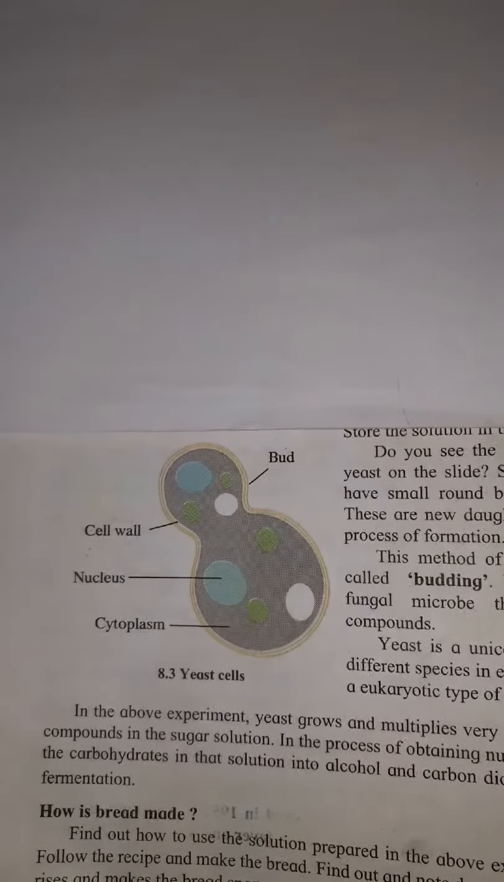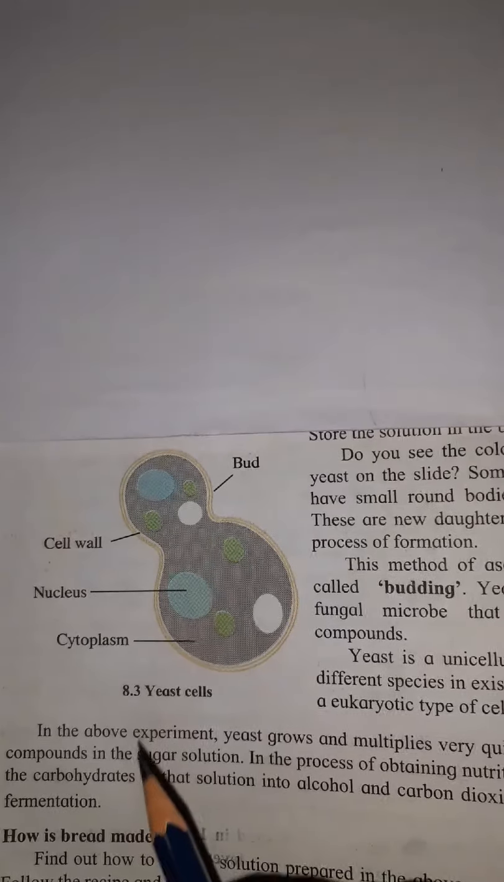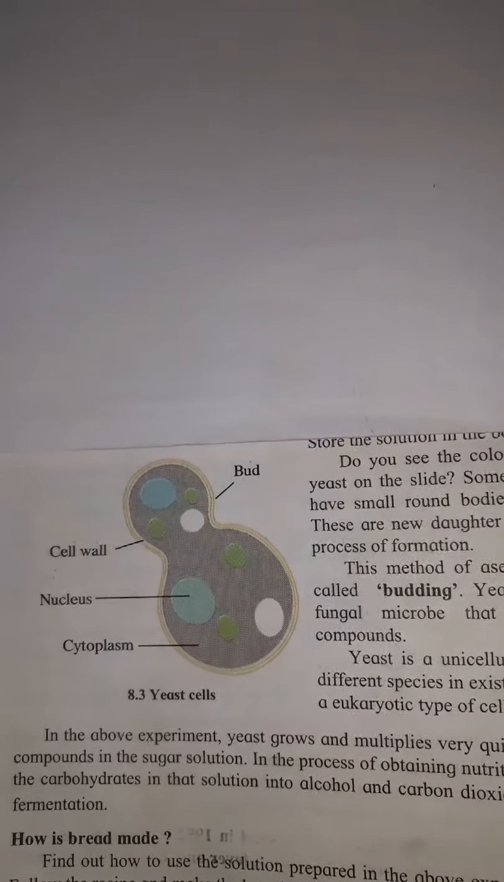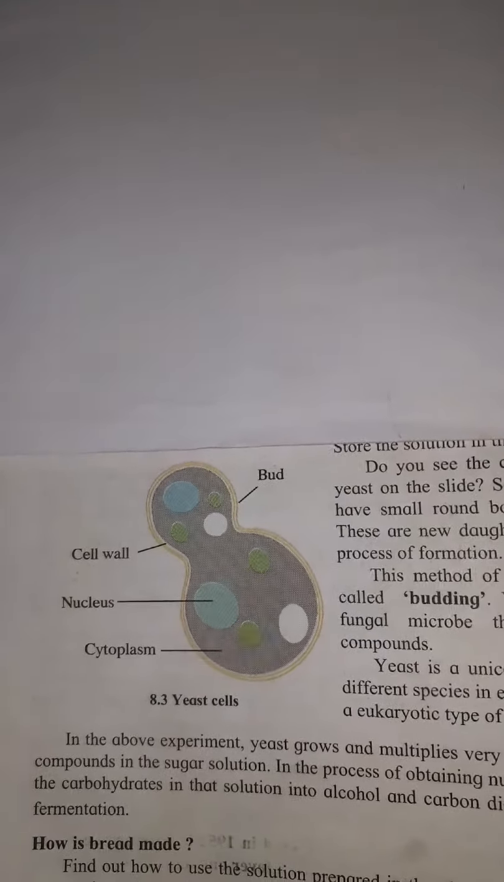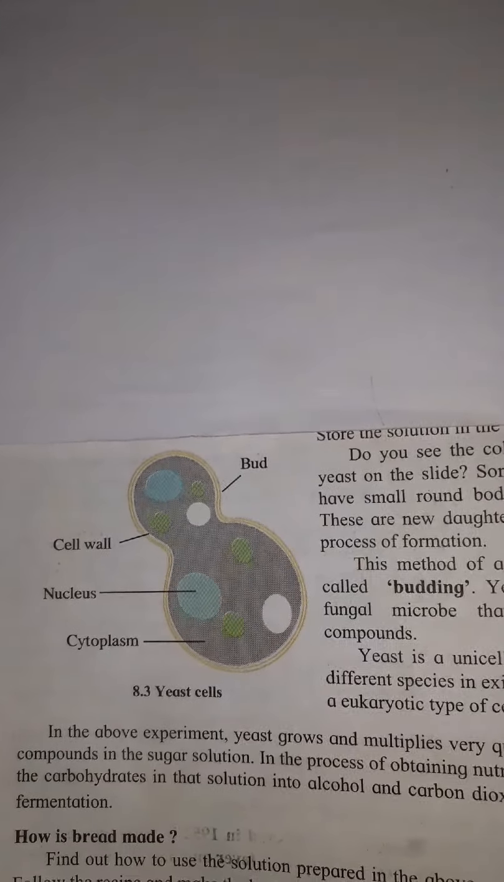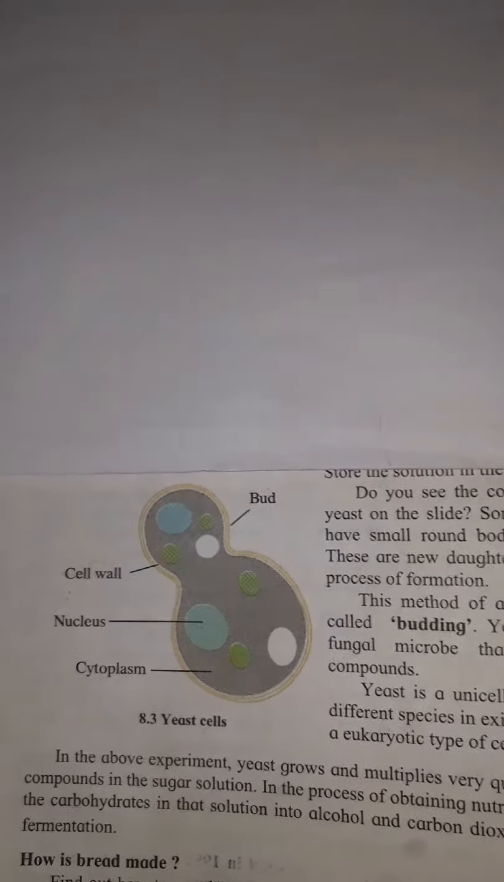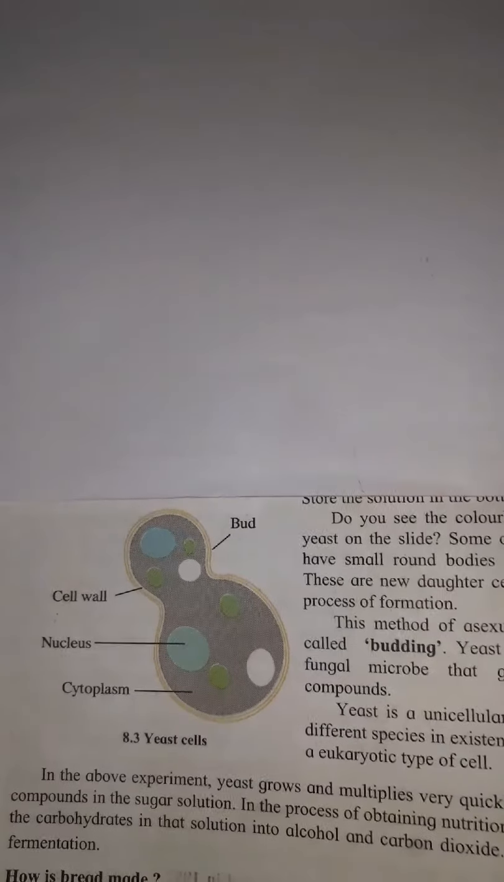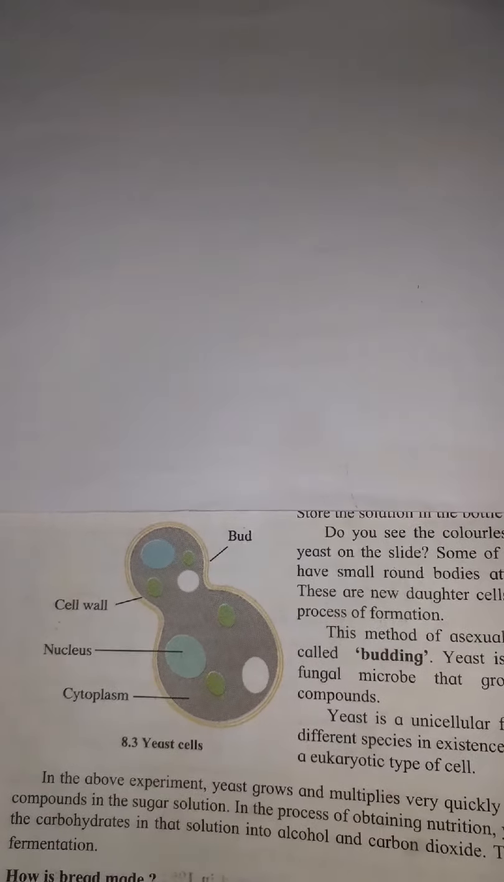From Standard 9, Science 2 subject, lesson number 8, Useful and Harmful Microbes. The topic that we are going to study today from this chapter is about yeast cells. In the last video, we have studied about rhizobium bacteria, their uses, their properties, where they grow, how they are useful. Now we are going to study the yeast cells.